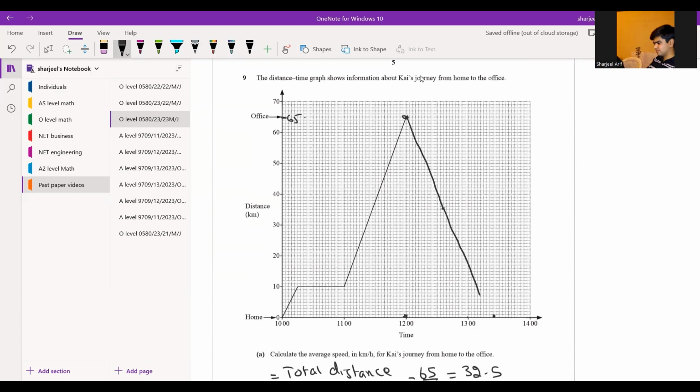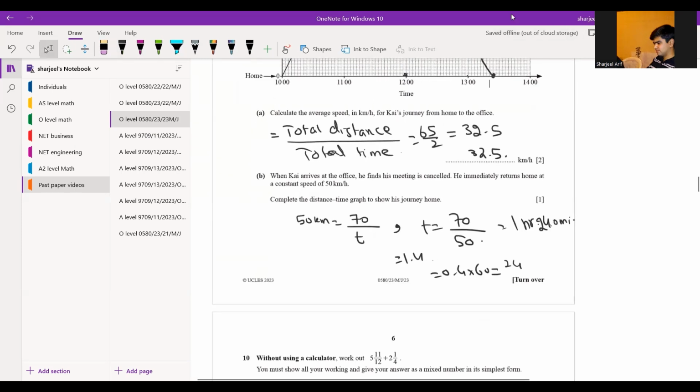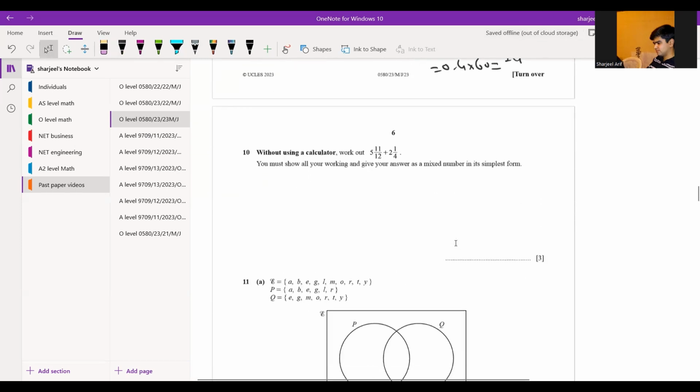Straight to this point. This will be our answer. Now when we move on to the next part, we have to find the value without using the calculator. So this is a compound fraction. We will multiply the bottom two and add the upper value here. So this will become 60 plus 11 divided by 12 plus 8 plus 1 divided by 4.